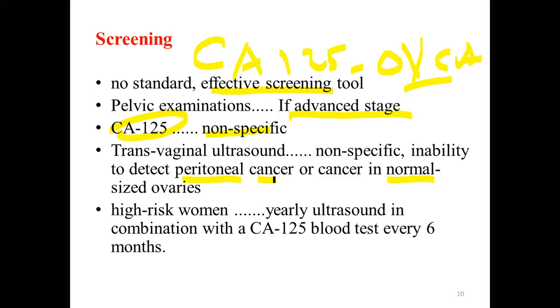But for high-risk women, for example if there is a mutation of BRCA1, or if there is a first-degree relative with ovarian cancer, it is usually recommended to have a yearly ultrasound combined with CA125 every 6 months. So this is usually recommended for high-risk women.